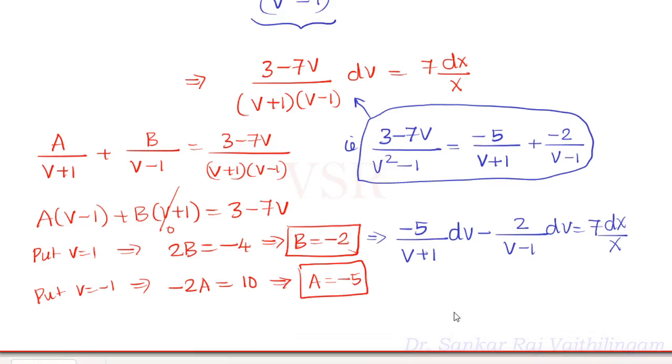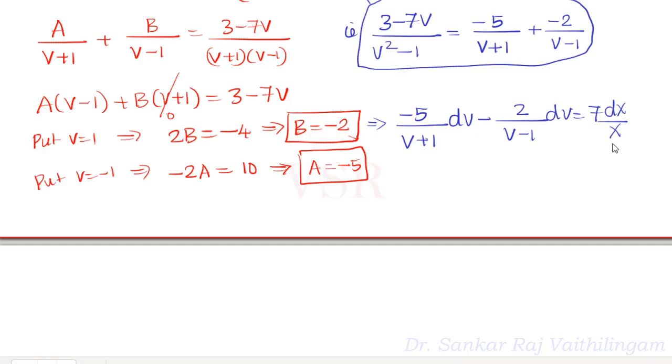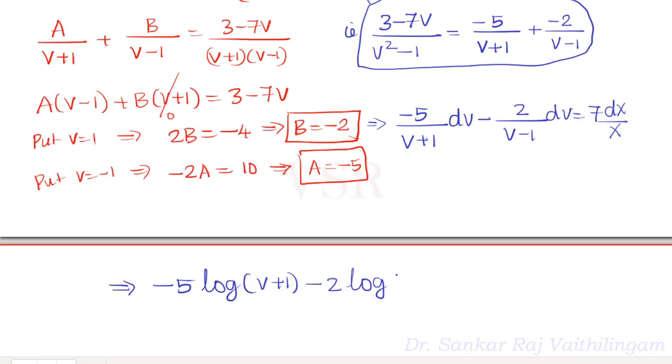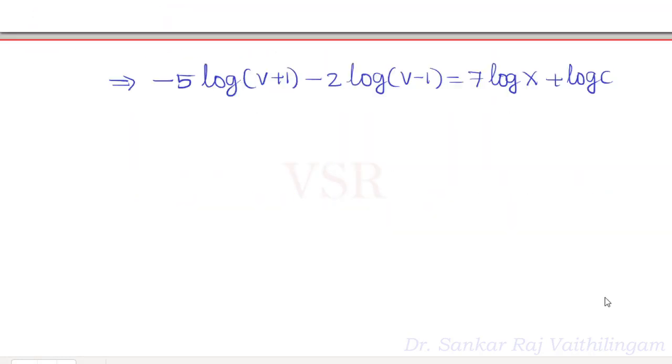அடுத்த பக்கத்துக்கு எடுத்துக்கோமா. So we'll have this one. So this implies that minus 5 log of v plus 1 minus 2 into log of v minus 1, which is equal to 7 times log of x plus log of c. ஓகே, அவ்வளோதான், ரொம்ப சிம்பிள். இப்போ this implies that இது அங்கே கொண்டு போயிருமா. அப்போ என்ன கிடைக்கும், minus 5 times log of v plus 1, which is equal to, இது அங்கே போச்சுன்னா ப்ளஸ் ஆயிடும்.